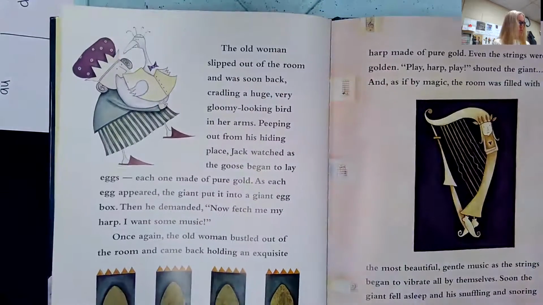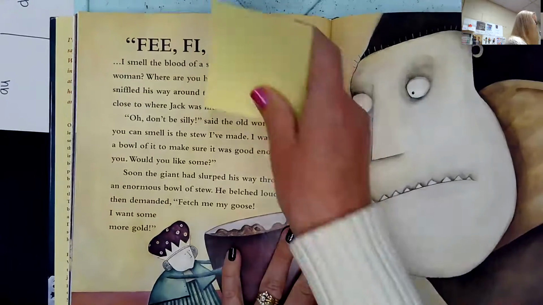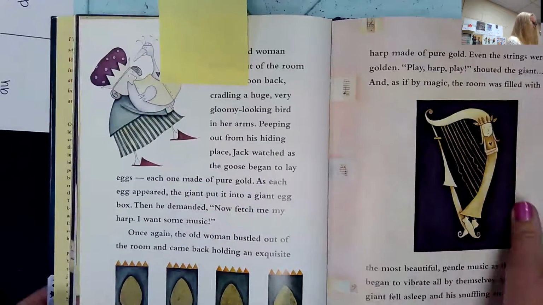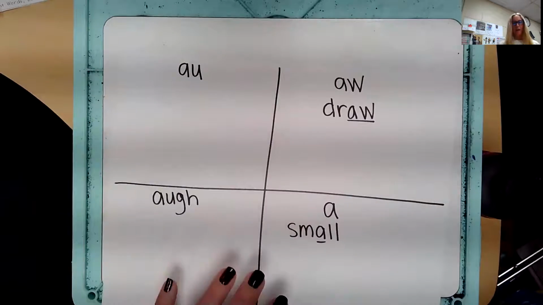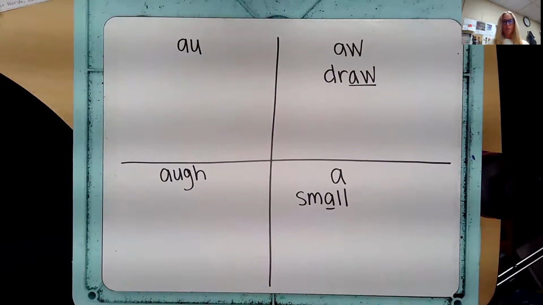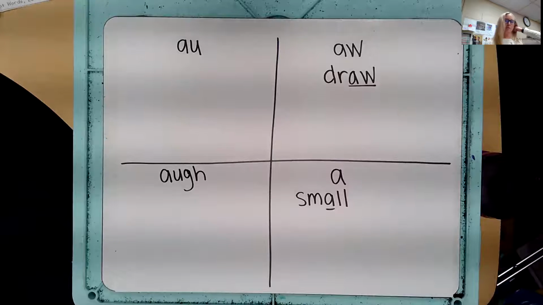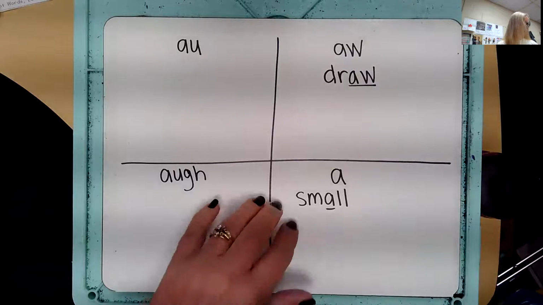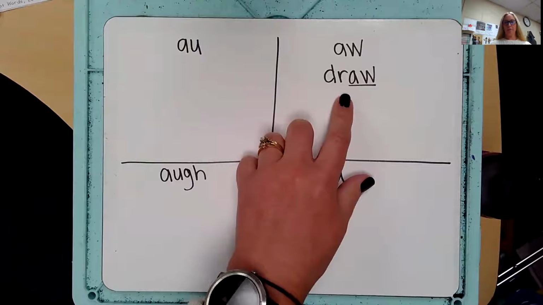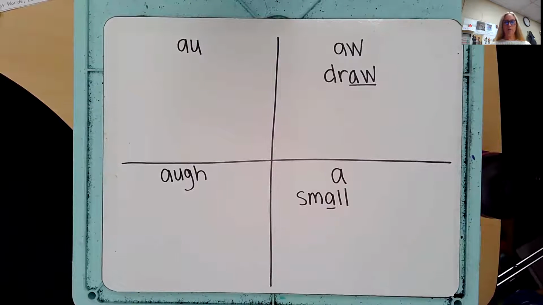We're going to stop there and we'll finish that on Thursday. All right. So you're going to grab your sort. And yesterday we added some words. I think we had more words than that, but we have draw and small. We're going to add some more words today. Here we go.